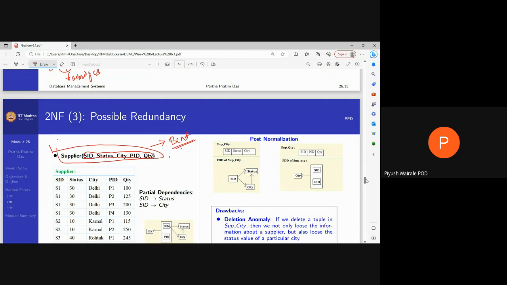It will be in 1NF also, if it is atomic. 2NF also, 3NF also, BCNF also, right? Because the condition for BCNF is that the left-hand side of any functional dependency must be a key, right? So you can see a combination of all the attributes is a key here.